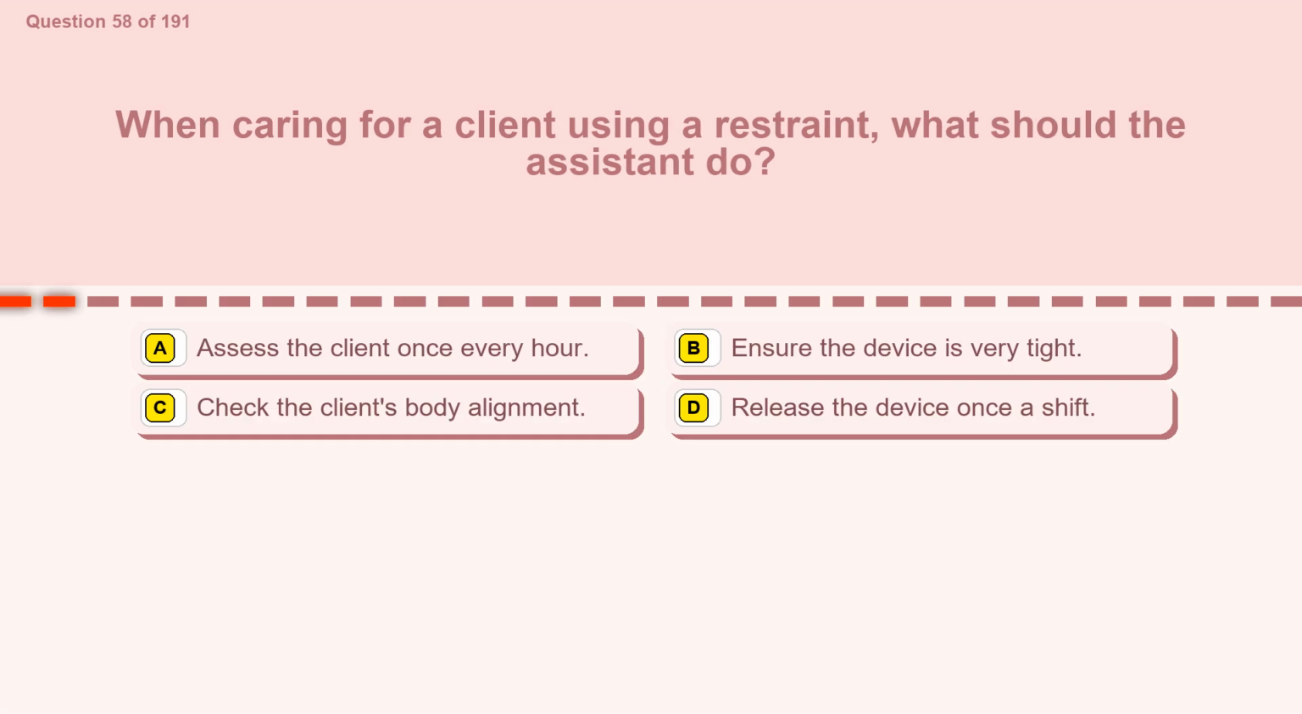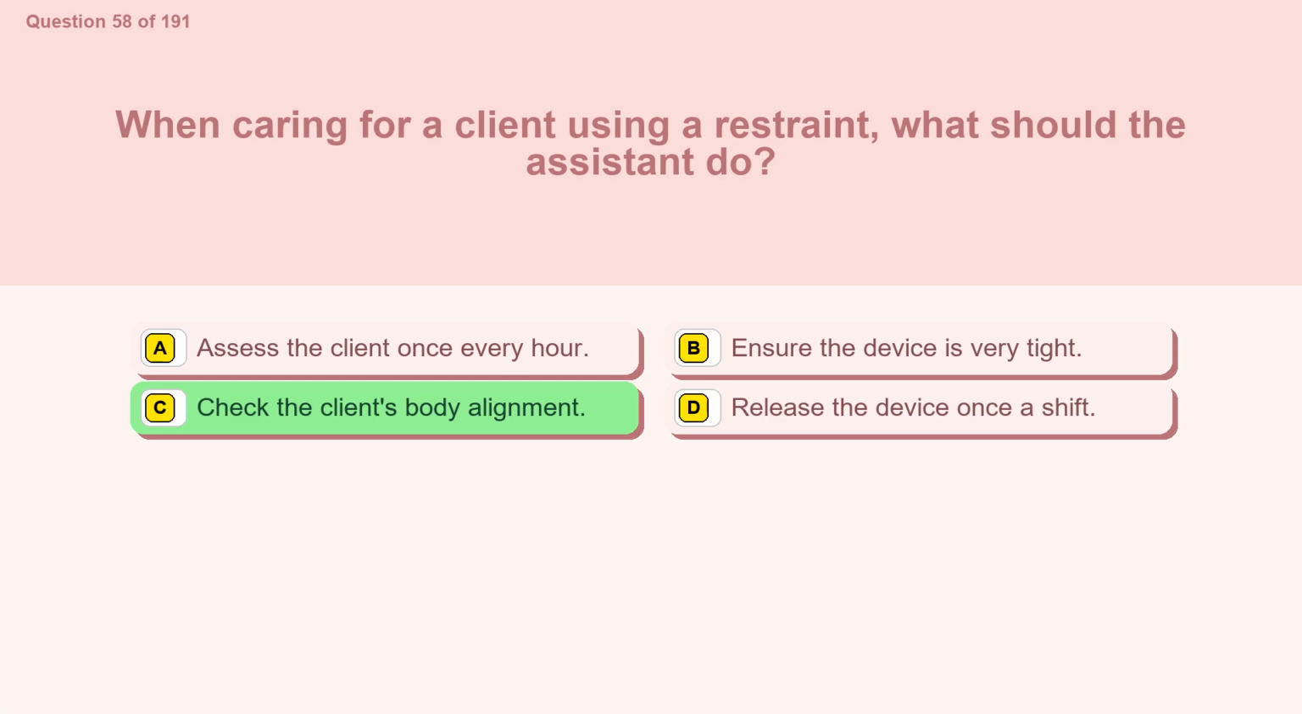Question 58. When caring for a client using a restraint, what should the assistant do? Option A. Assess the client once every hour. Option B. Ensure the device is very tight. Option C. Check the client's body alignment. Option D. Release the device once a shift.